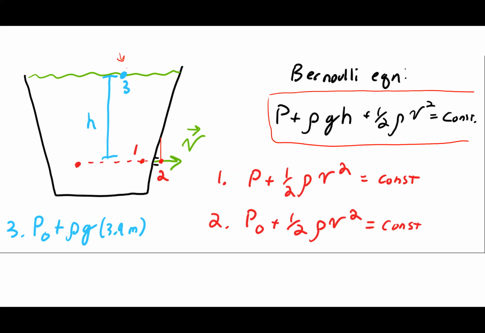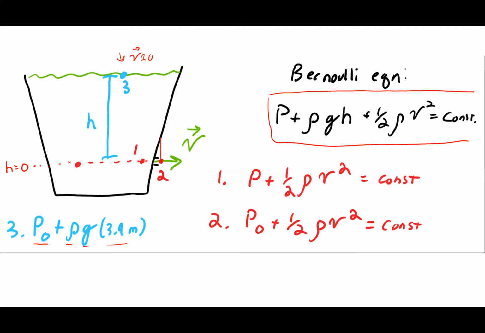Up here at point 3, it's a fairly safe assumption that the velocity is approximately 0. If the hole is small, the water level is not dropping very fast. So I can say that Bernoulli's expression here is roughly the atmospheric pressure plus rho times g times height. To make things easy for myself, I can set the height equal to 0 wherever I want, just like I did with any other potential energy problem back in 121. So the height I can just write as 3.9 meters.